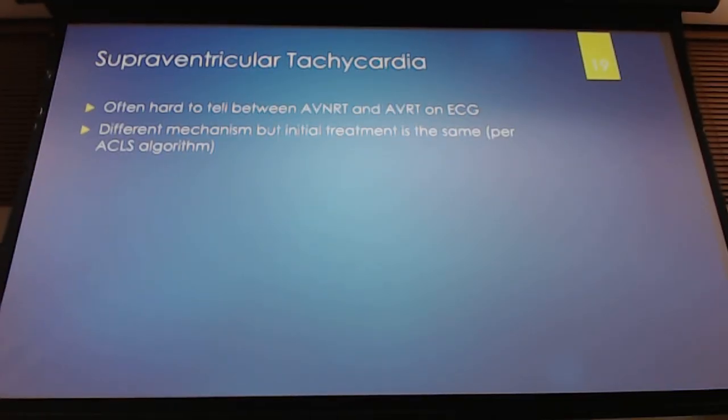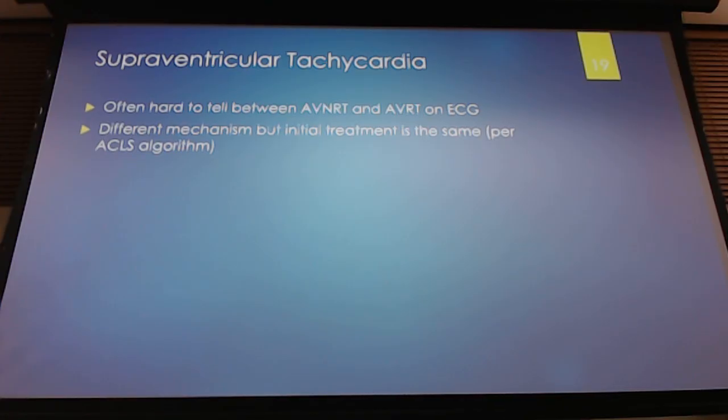Here's the problem. Now, there are some of you that are really good at EKGs already. Some of you can determine, is this AVNRT or AVRT? I would bet that even those people that think they can determine the difference can't, because there's not really a difference. On ECG, between AVNRT and AVRT, the ECG is going to look very similar. Your history is going to be important in these patients, but the treatment is the same.